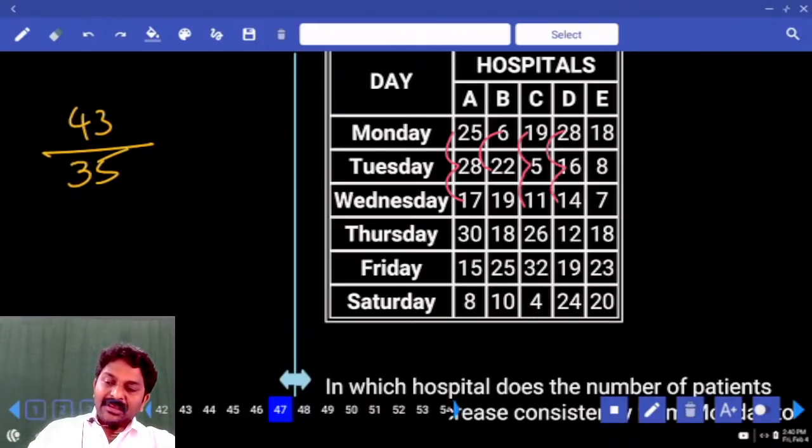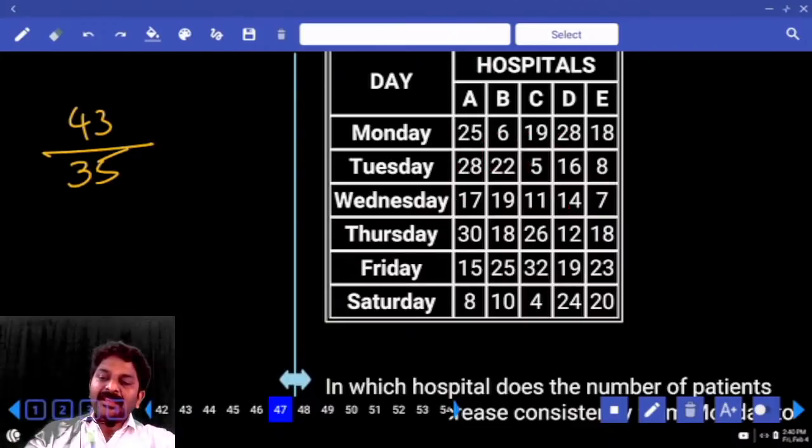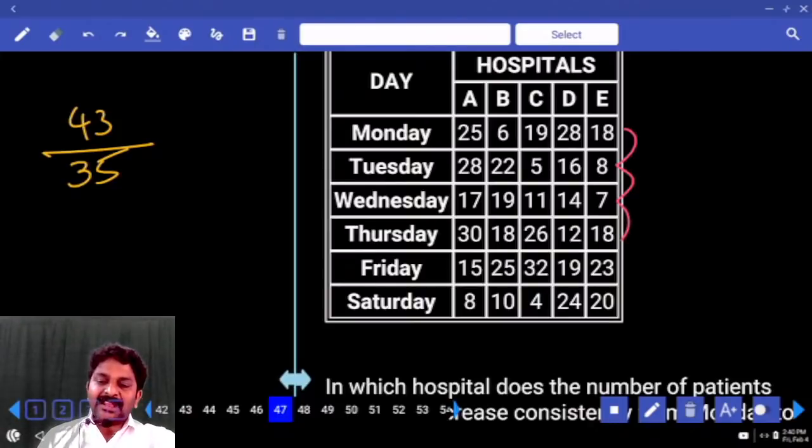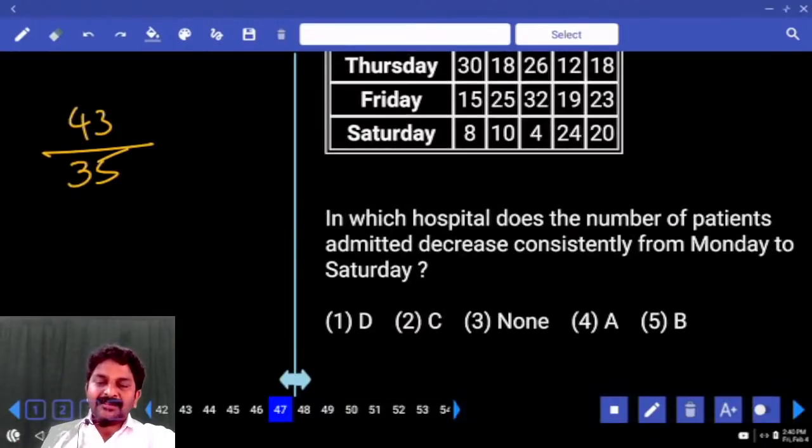D, from Thursday to Friday, it increased, right? Next, E, decreased and again increased, Wednesday to Thursday. So is there any hospital in which, from Monday to Saturday, we have a consistent decrease? Answer, none.